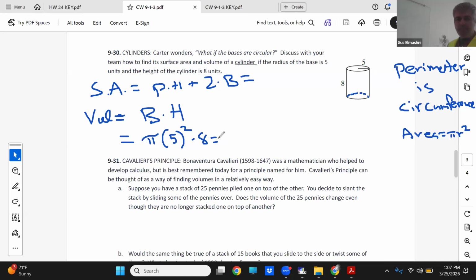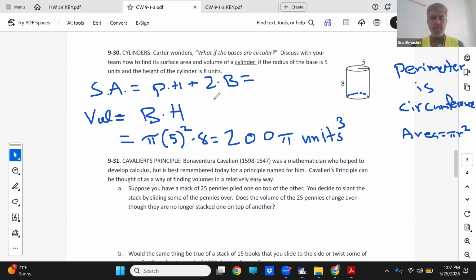Okay, that should be easy. 40 times 25 times 8, 200 pi. That's cubic units. Then surface area. The perimeter is 10 pi, right? That's 2 pi r.